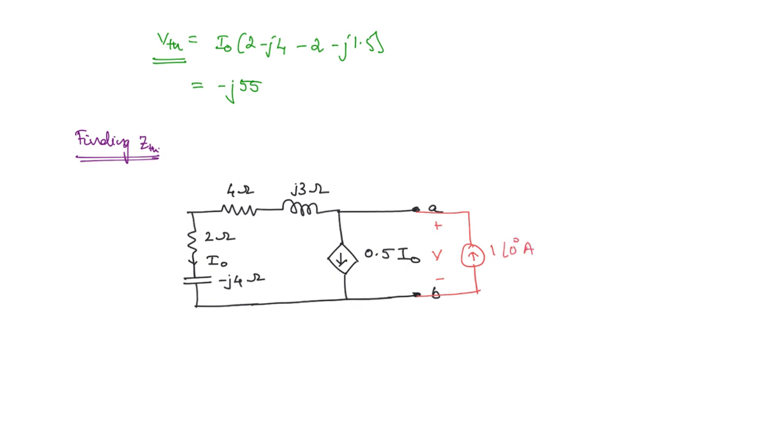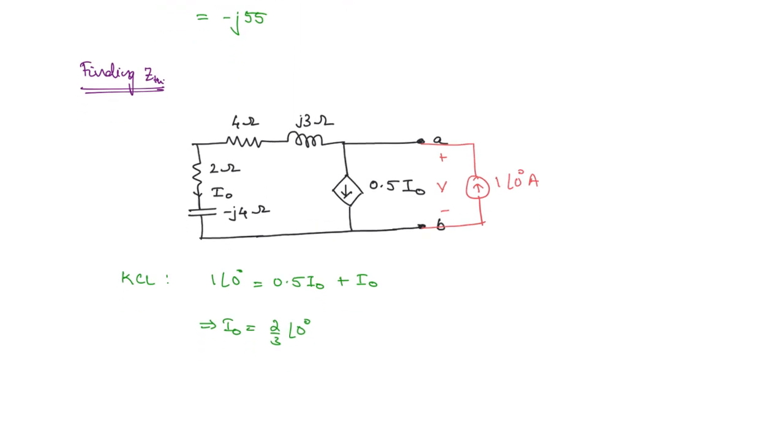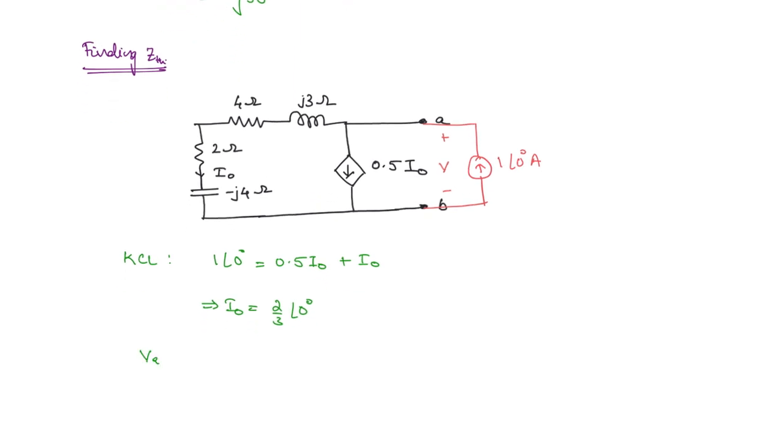What will be the KCL? It gives 1 angle 0 equal to 0.5 I0 plus I0. So I0 you are going to get as 2 by 3 angle 0 degrees. Now what will be VA? Here also, in a similar manner, you apply KVL across this loop. The voltage here is VA, and we are applying KVL here. So what will you get? Minus VA plus, because the current is flowing in the direction that we are going.